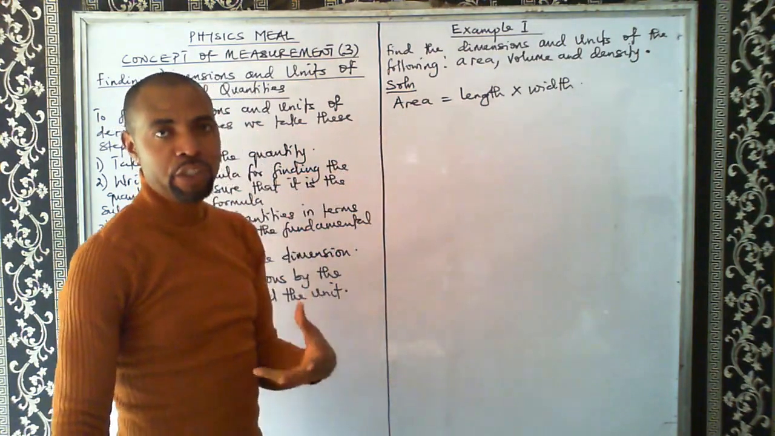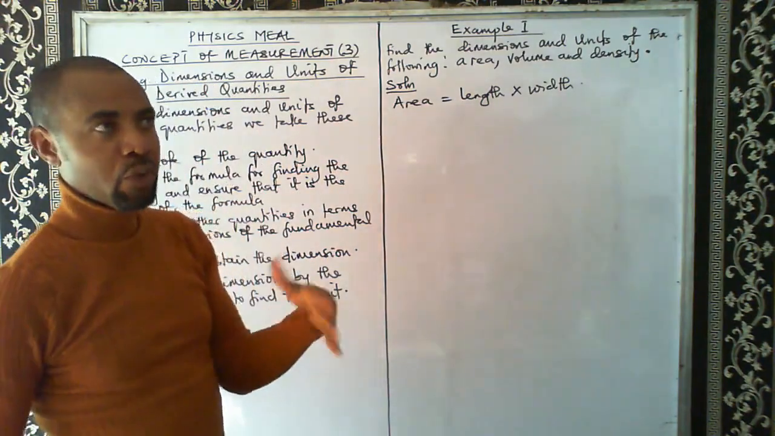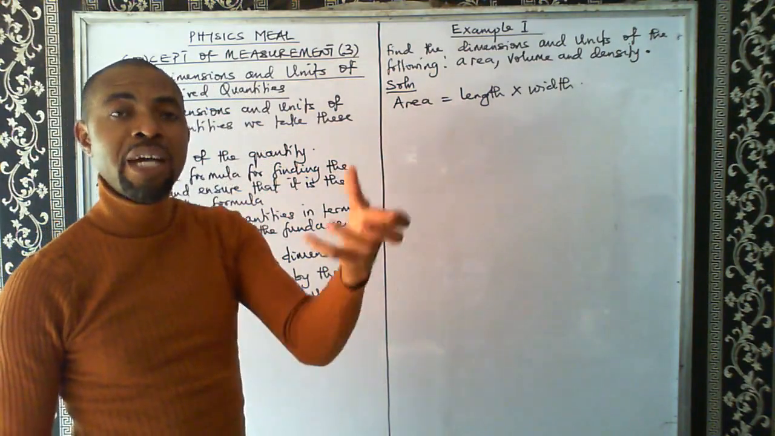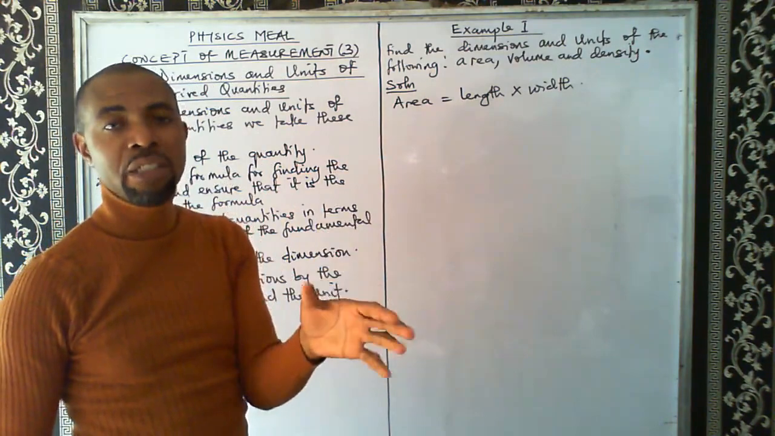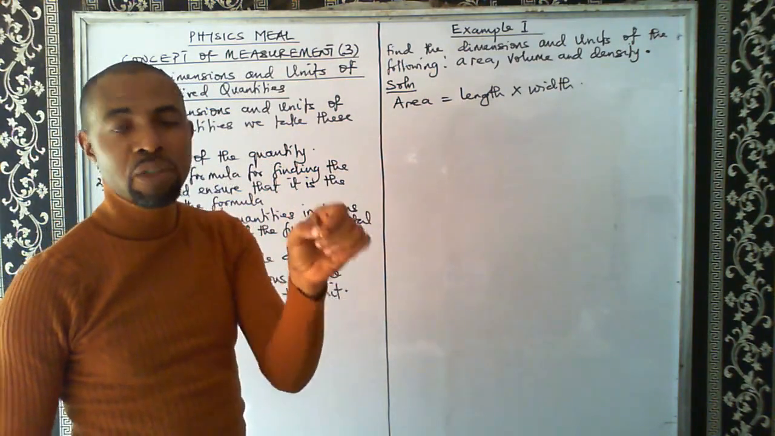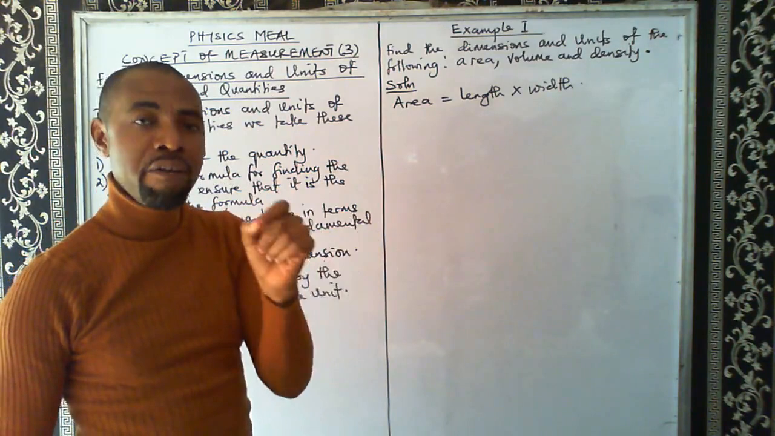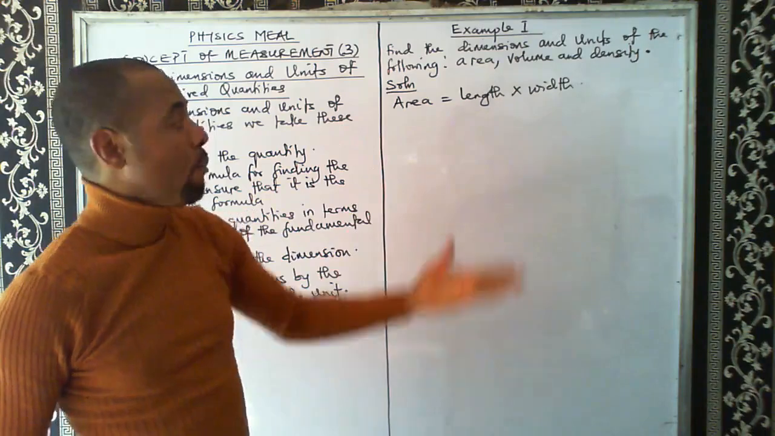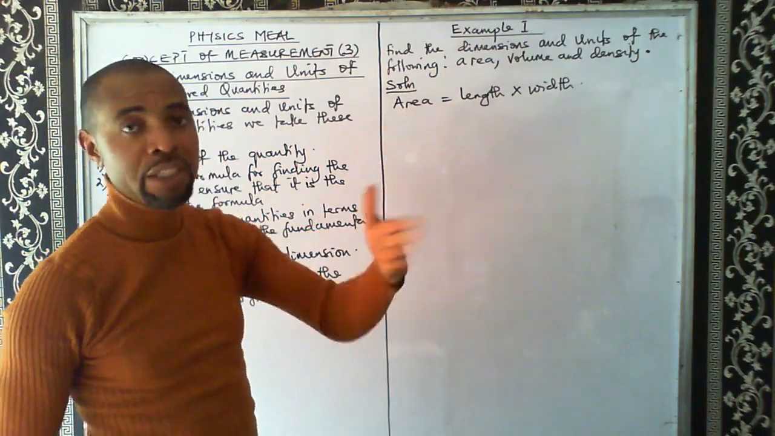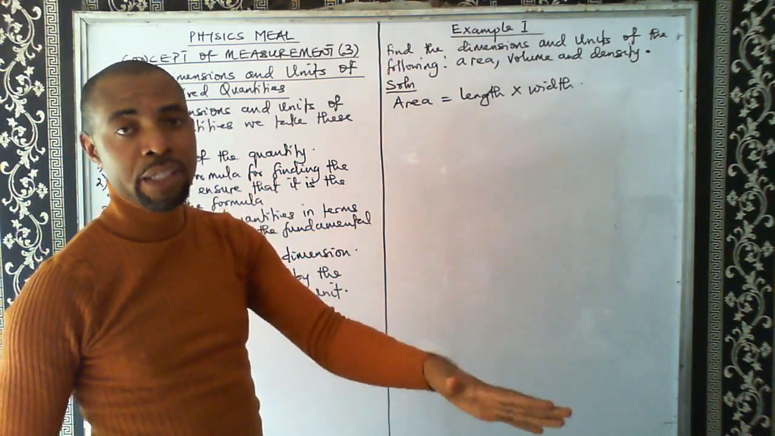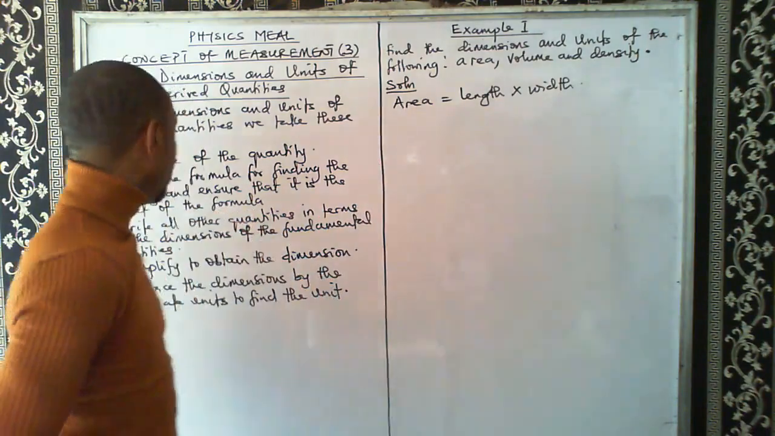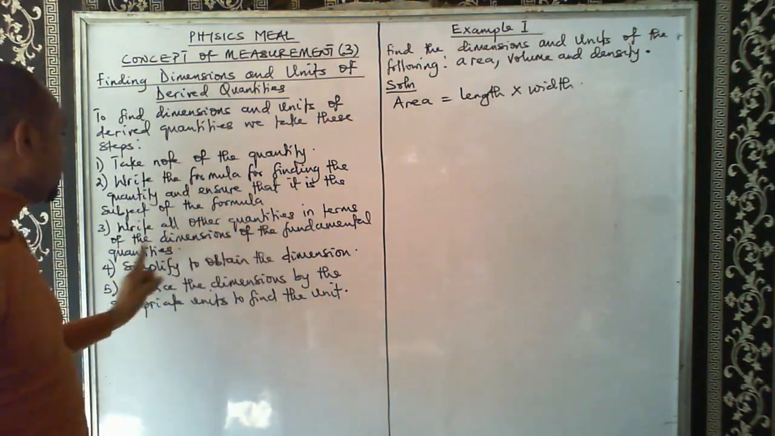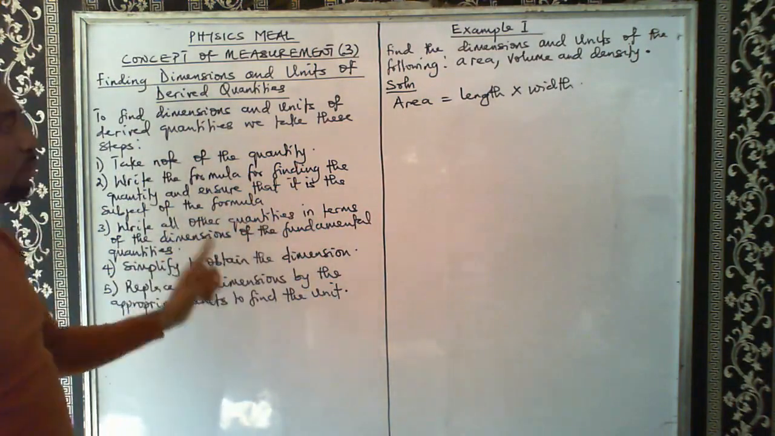If in a situation you are trying to find the dimensions and units of a derived quantity, and you write the formula for finding that derived quantity, and in that formula that derived quantity is not the subject of the formula, the first thing you need to do is to make that quantity the subject of the formula. But in this case, area already is the subject of the formula, so we don't need to make it the subject. Okay, so we now say write all other quantities in terms of the dimensions of the fundamental quantities.